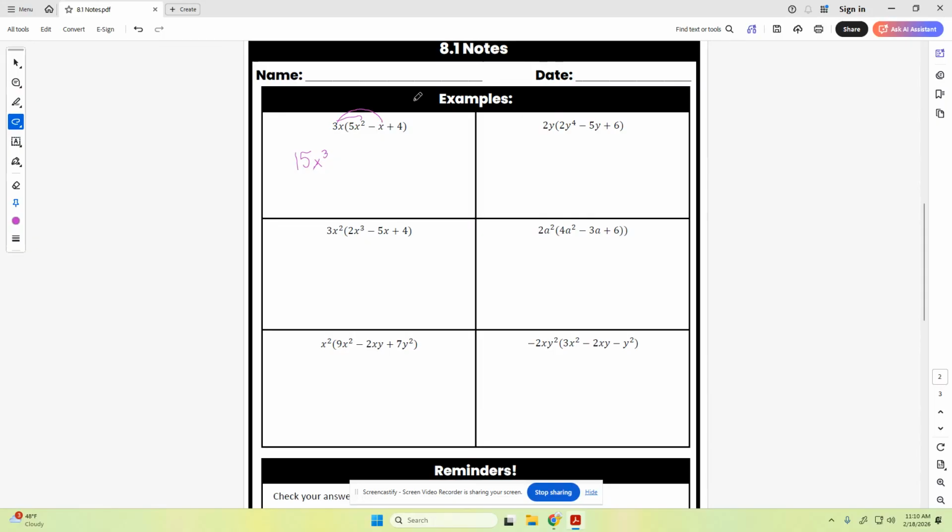3x times negative x. It's 3 times negative 1, so negative 3. And then x times x becomes x squared. And then 3x times 4. 3 times 4 is 12, and we have to keep that x behind it. There weren't any like terms in the beginning here. There aren't any there. That's my final answer.